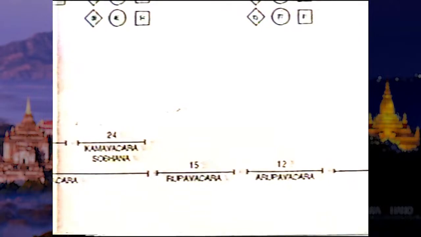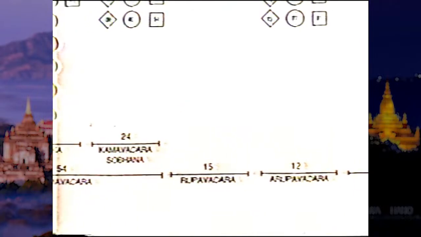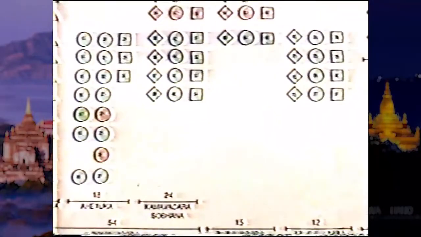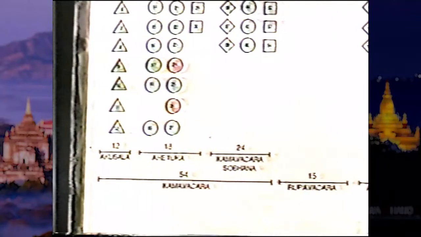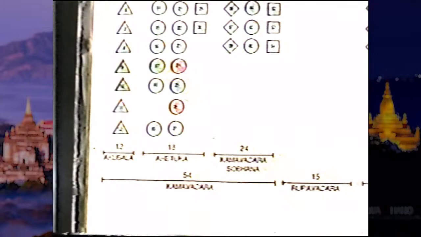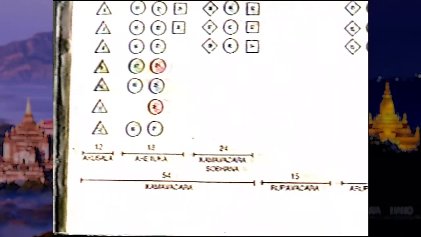arupa vachara cetas. And how many kama vachara cetas, sense sphere cetas are there? 54. And how many rupa vachara cetas? 15. And arupa vachara cetas? 12. Okay.